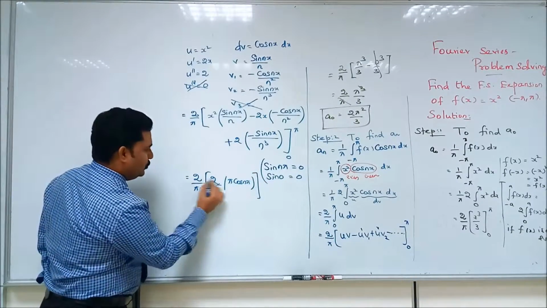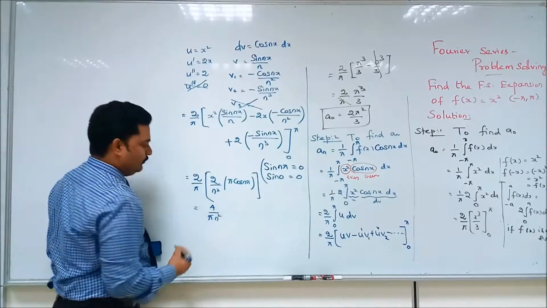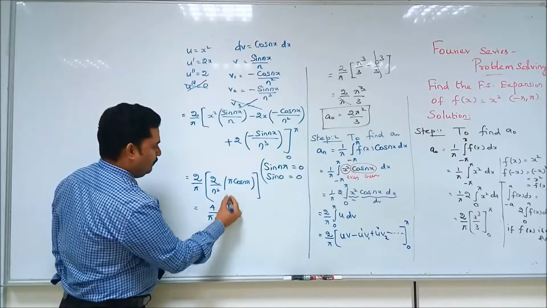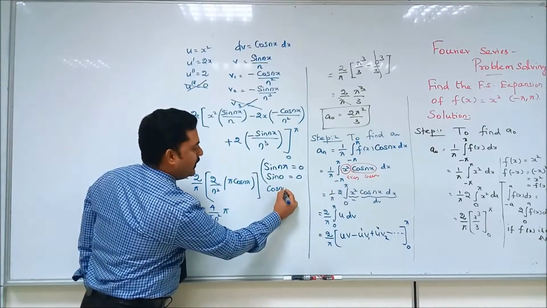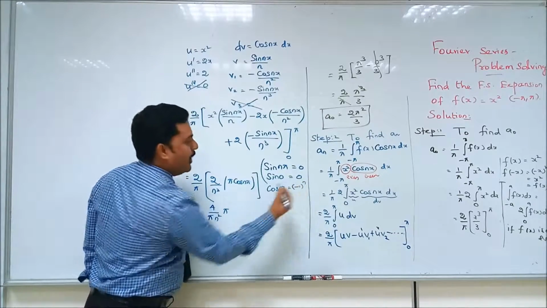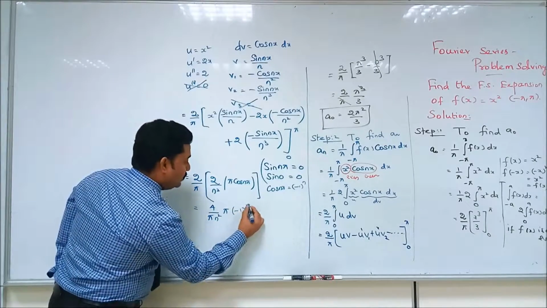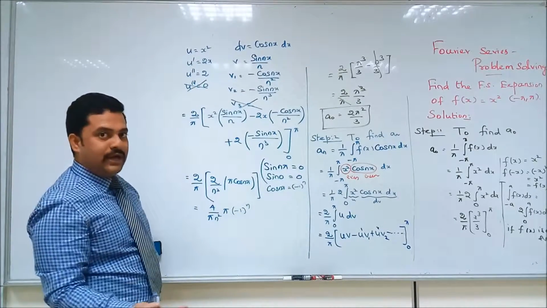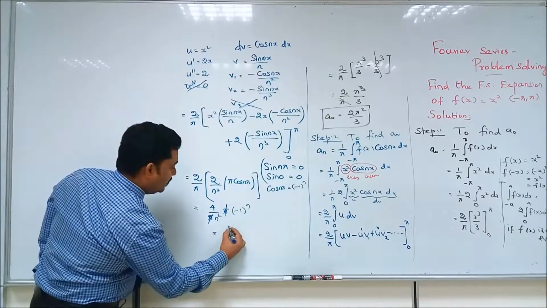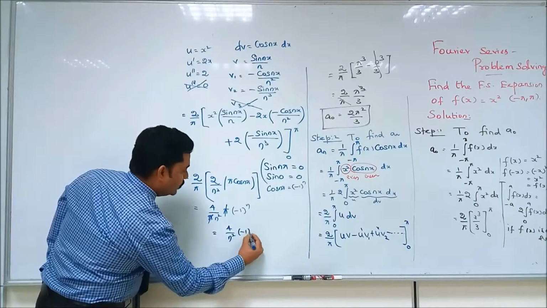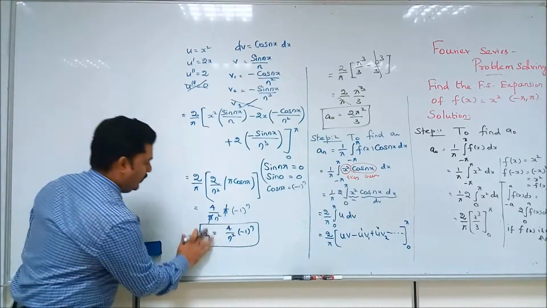Which is equal to 2 into 2, 4. This is pi. This is n power 2 into this is pi. This is cosine n pi. What is the value of cosine n pi? The value of cosine n pi is minus 1 to the power n. So this is minus 1 to the power n. What will happen now? Pi and pi get cancelled, and we are left with 4 by n power 2 into minus 1 to the power n as the value of bn. Sorry, an.